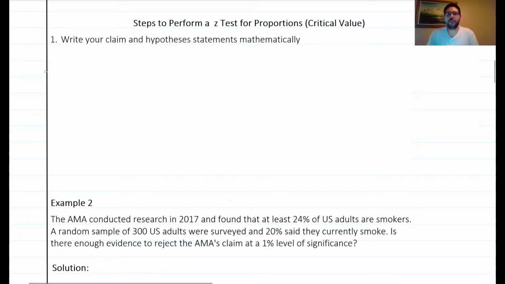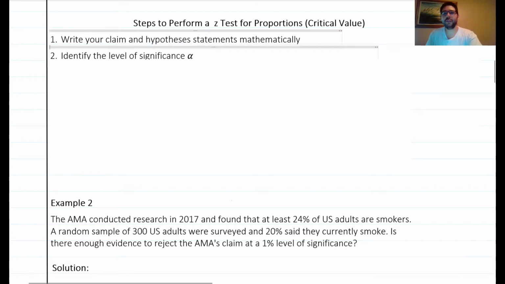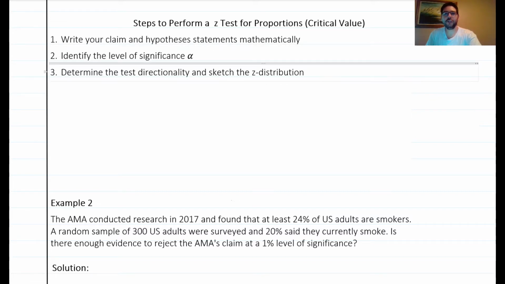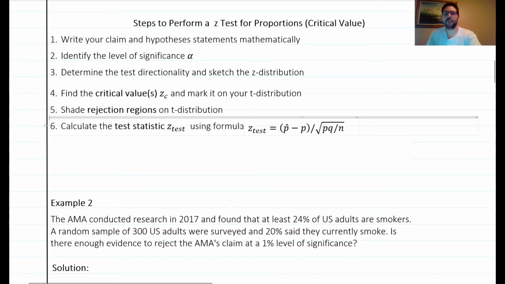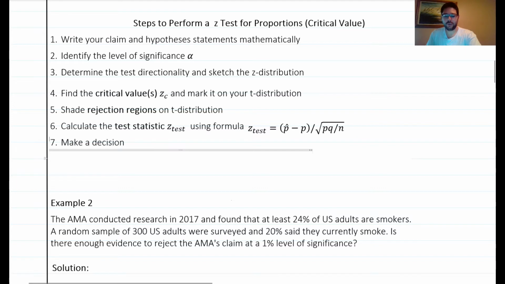So the first step is still going to be write your claim. Second step is still going to be identify your alpha, your level of significance. Then you're going to identify your test direction, sketch your distribution, all of that stuff. So finding your critical value, that's going to be the same. Shade the rejection region, and then the next step that is different is that you're going to be using that new formula. Then the rest is the same, making the decision and drawing a conclusion in the context of your claim. So those steps are the same.